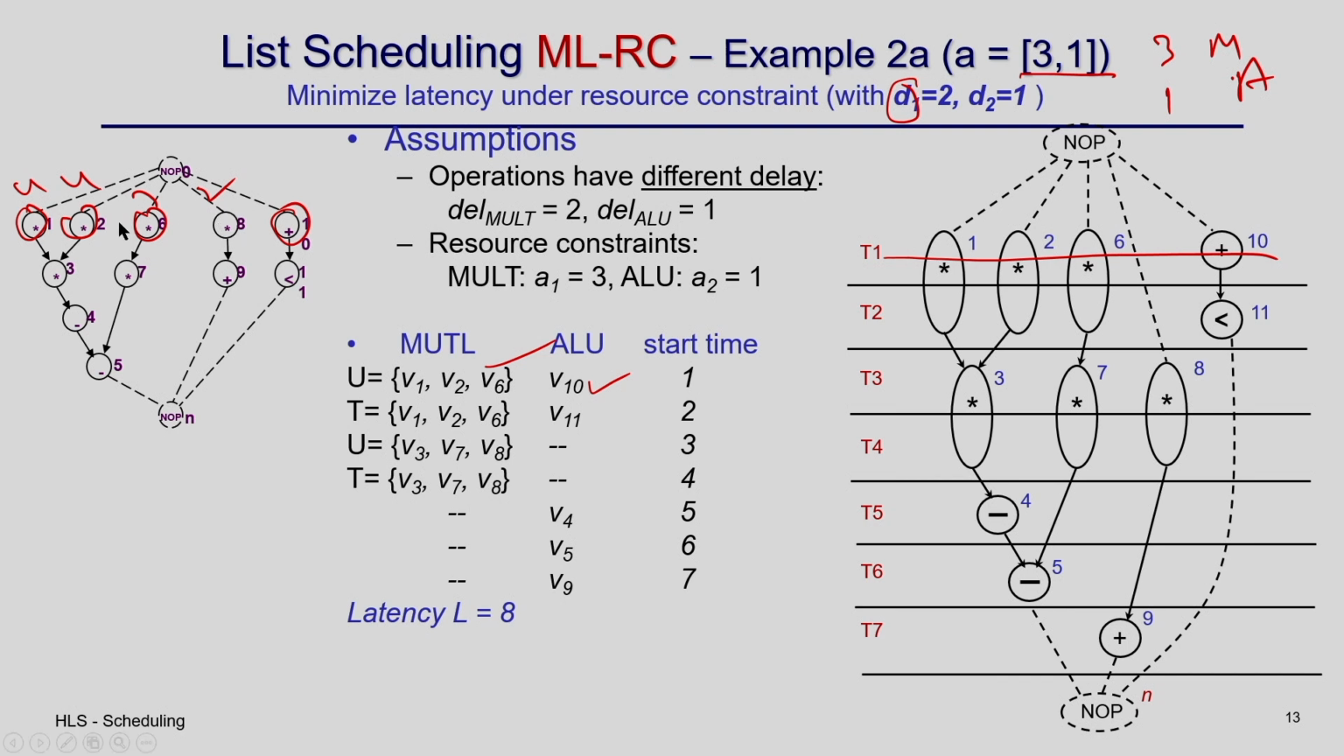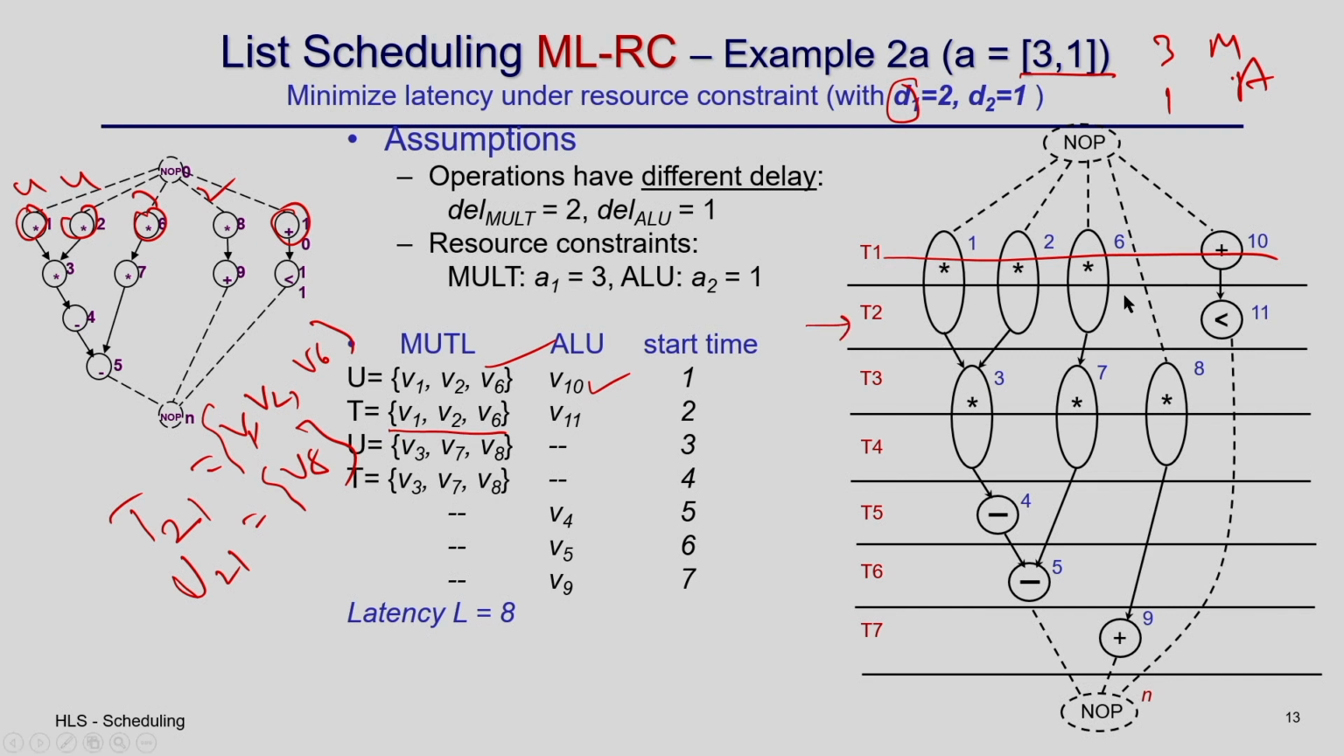In timestamp 2, my T is V1, V2, and V6, because these are 2 cycle operations. So, they are going to be running. Although I have V8 available, I cannot schedule it because I have 3 multipliers, and all 3 are occupied by my running operations. So, I am not going to take any new multiplier operation in this timestamp.